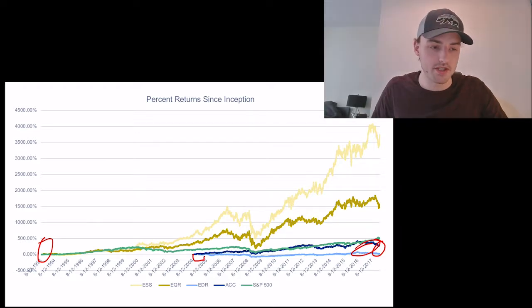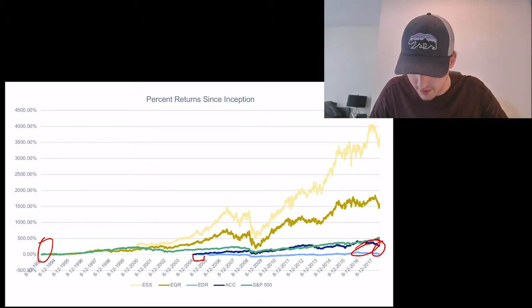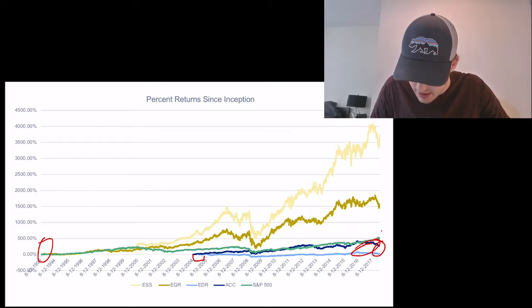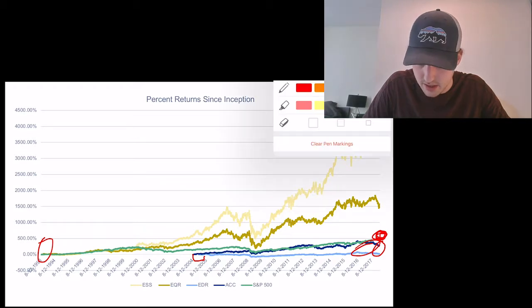So one of the first things to look at is that from 1993 to present day, capital has appreciated by 500% in the S&P 500. And the S&P 500 is this green line that kind of skirts along the bottom here. And this is the point that I'm looking at, I guess, today.